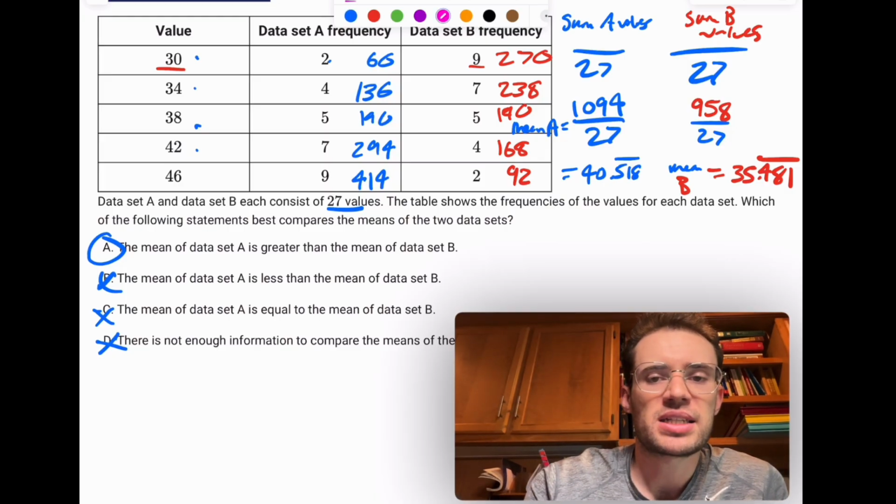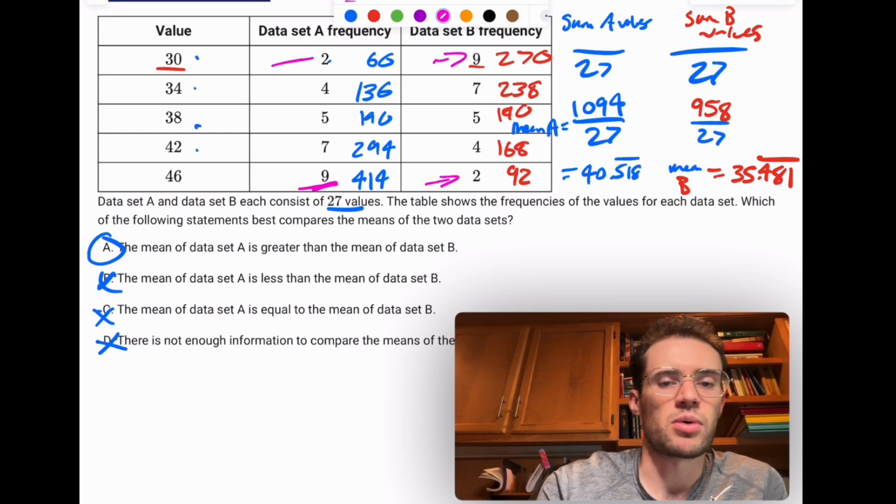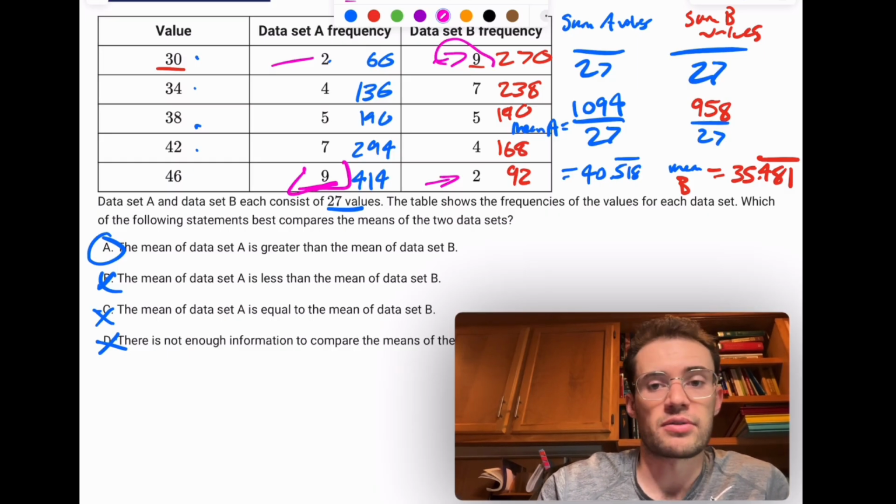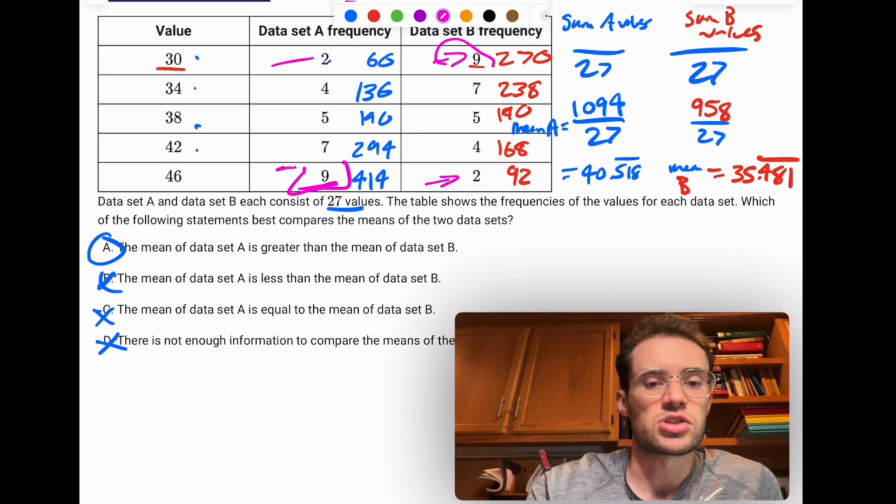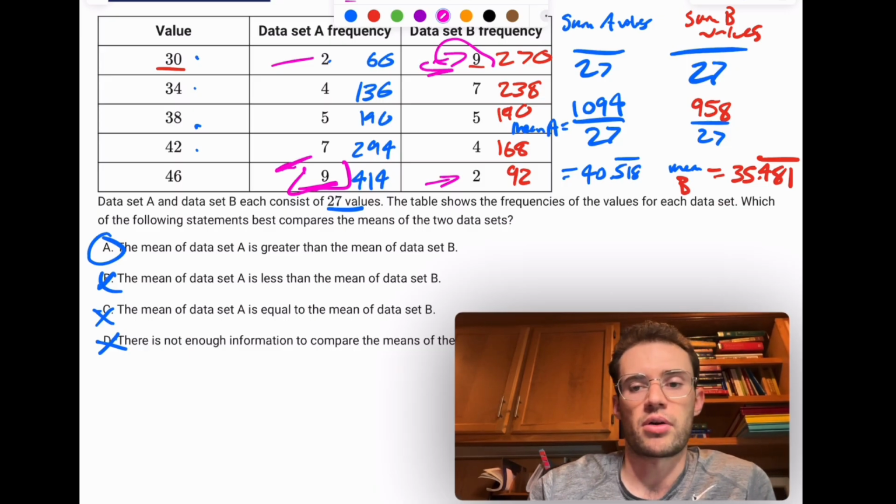And also, if we look at it, it makes sense. If this one has a lot more of the smaller numbers and fewer of the bigger numbers, and this one has more of the bigger numbers and fewer of the smaller numbers, then just eyeballing it, you go, okay, this one's going to have a bigger mean. This one's going to have a smaller mean because they're concentrating around the higher value. They're concentrating around the lower value.